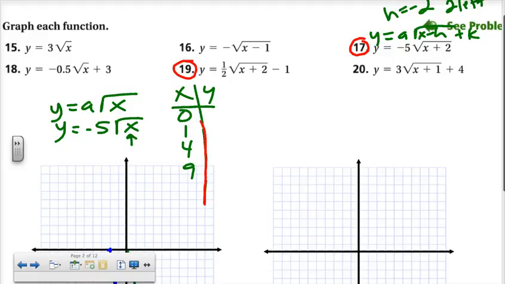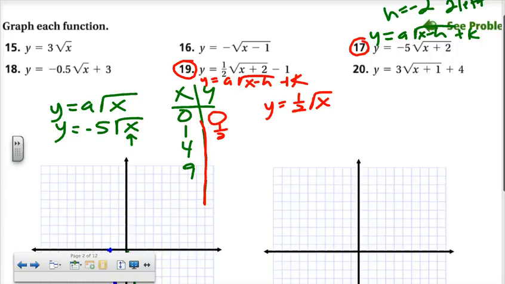And in number 19, y equals a square root of x minus h plus k. And in this one, y equals 1/2 the square root of x is going to be my parent function. That'll give me my shape. So put a 0 in there, you're still going to get 0, but put a 1 in there, and you're going to get 1/2. Put a 4 in there, 2 times 1/2 is 1. Put a 9 in there, 3 times 1/2 is 3/2, or 1.5 for graphing purposes.